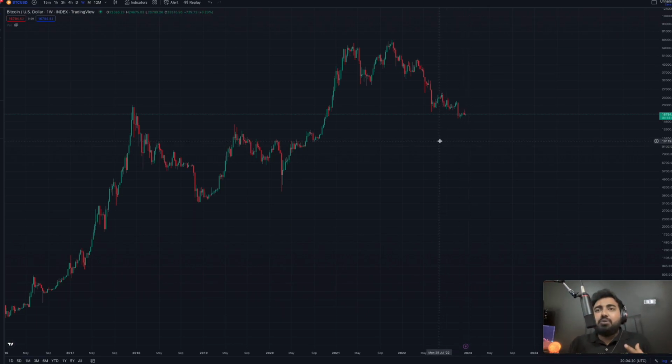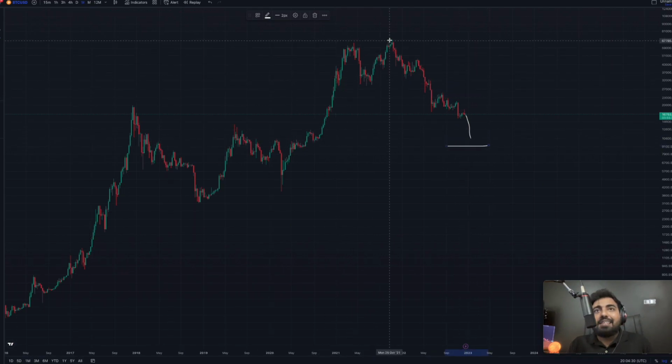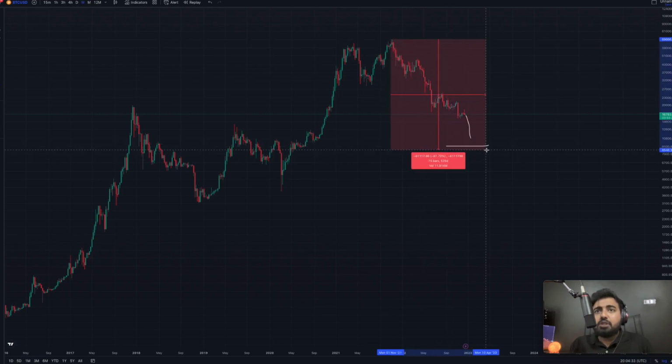You don't need to find that exact bottom. You have to dollar cost average from this point to the 87% down point, as I said, like around 7,000 to this price, 9,100. Anyway guys, my target is that from $7,000 to $10,000 will be the bottom of Bitcoin.